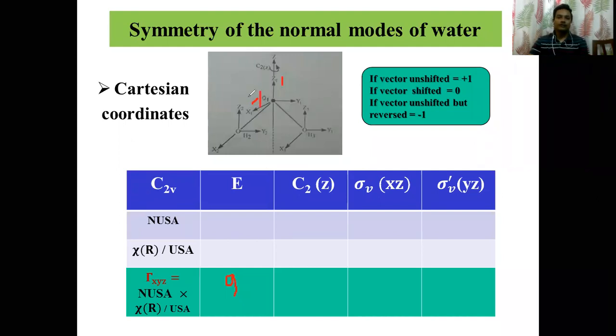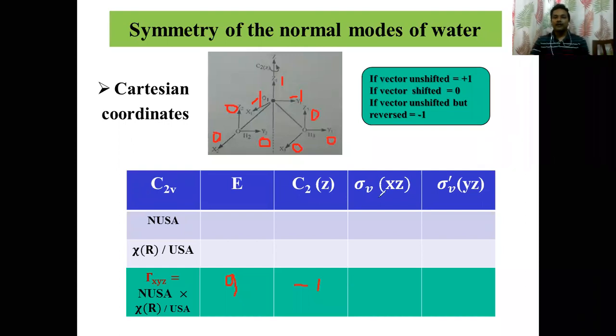Then Y1 again goes to -Y1, so the contribution is -1. The rest of them are going to be 0 because they are shifting. So if I sum them up, I get a total of -1. So the character under C2 for the reducible representation based on x, y, z is -1. Okay, I hope that is fine with you.